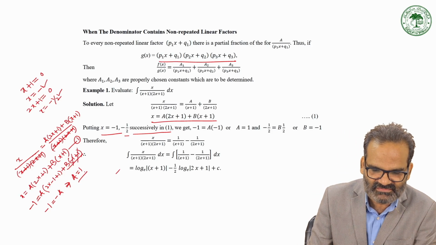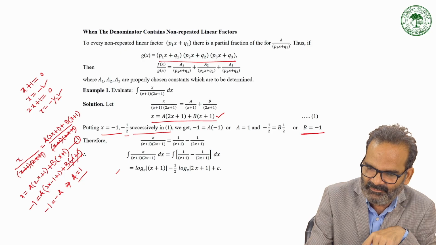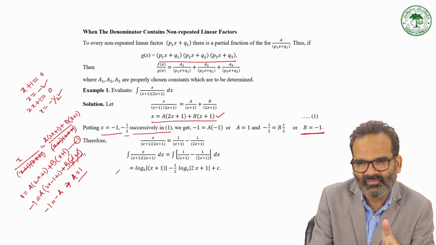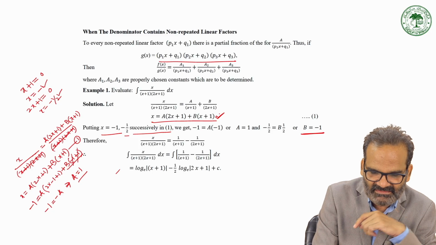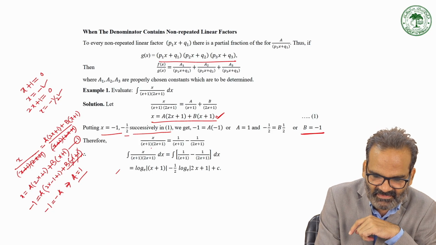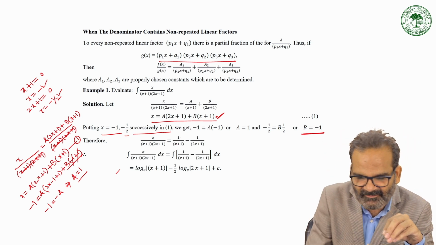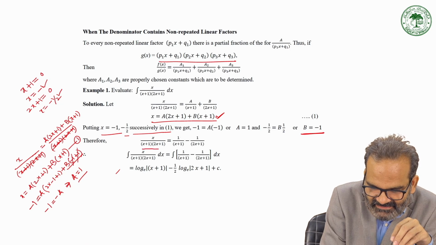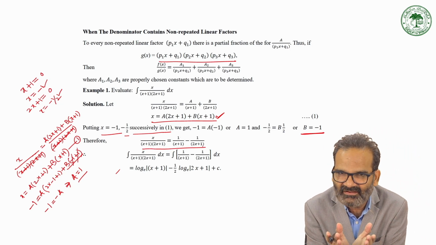Likewise, put x equal to minus 1 upon 2 in equation number 1, and you will get the other constant, that is b. b is equal to minus 1. Now finally, put the values of a and b in our equation number 1. See what we will get. x upon (x plus 1)(2x plus 1) is equal to 1 upon x plus 1 minus 1 upon 2x plus 1. So this equation completely defines the partial fraction of the given function.